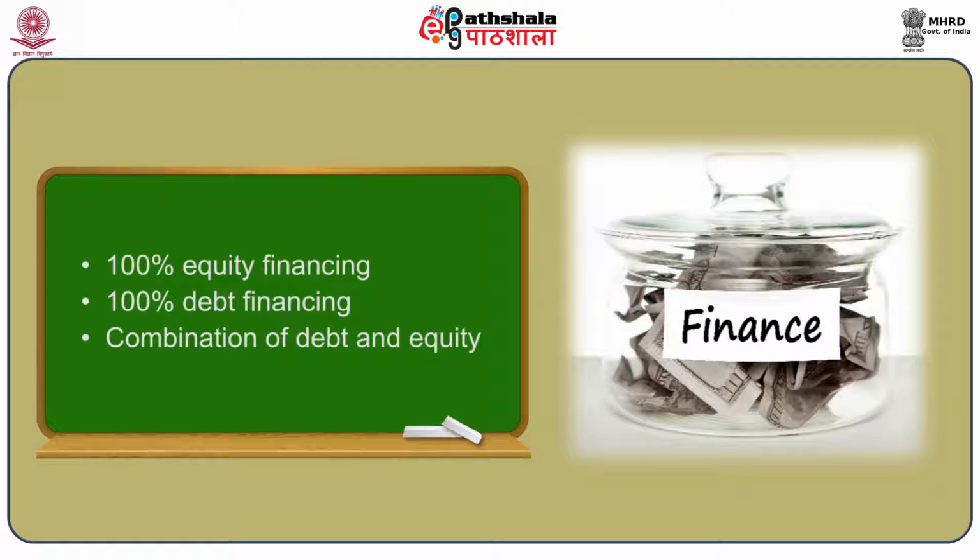So financial leverage is use of fixed charge source of funds along with equity. Now, what is the advantage of financial leverage? Financial leverage is also called as trading on equity. Now, when a company wants to mobilize funds, it has different options available. Either it can go for 100% equity financing, number one. Number two, it can go for 100% debt financing. Number three, it can go for a combination of debt and equity. So financial leverage is using fixed charge source of funds along with equity.